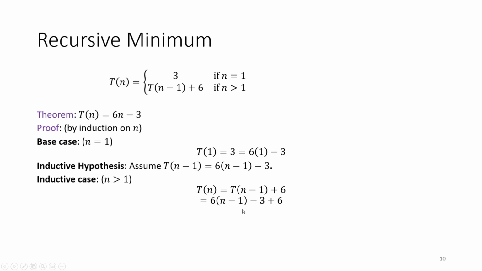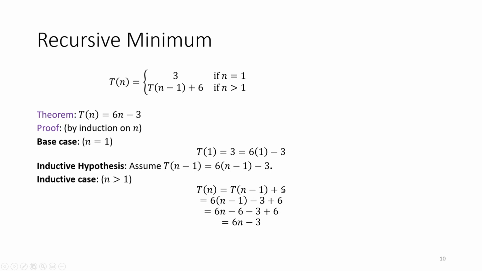Now is when the algebra comes in. Well, again, as I mentioned, we want to make sure we do our algebra correctly, but this is easy algebra. Distribute the 6 in, we're going to get 6n minus 6. And well, I left them all out there, but let's cancel our 6's, and we got our 6n minus 3. That's what we were aiming for, right? T of n, we showed, was equal to 6n minus 3.